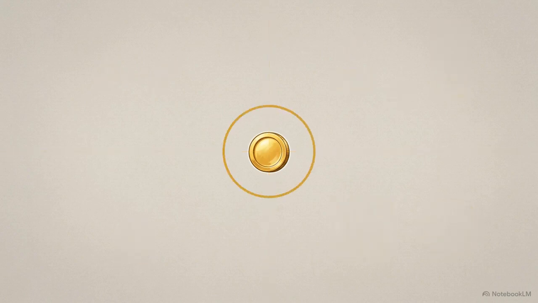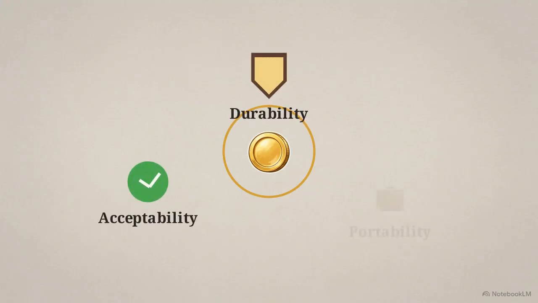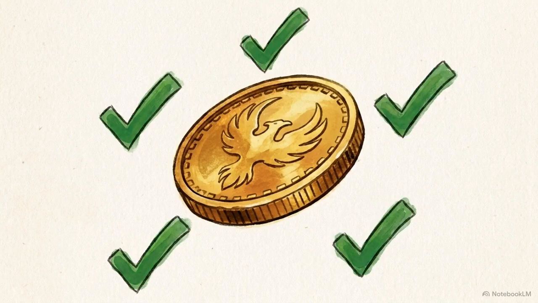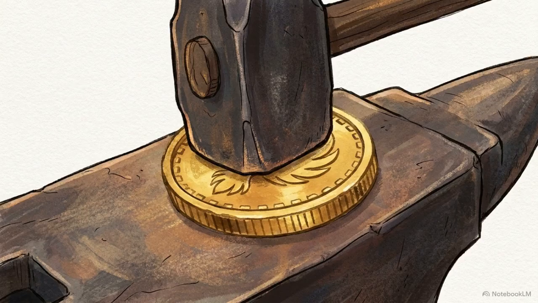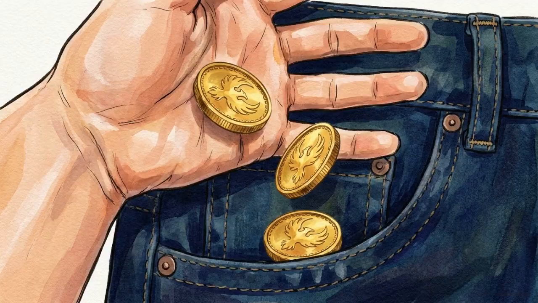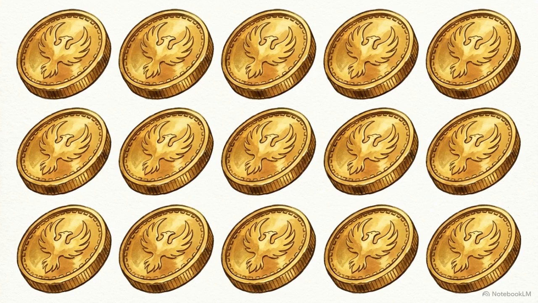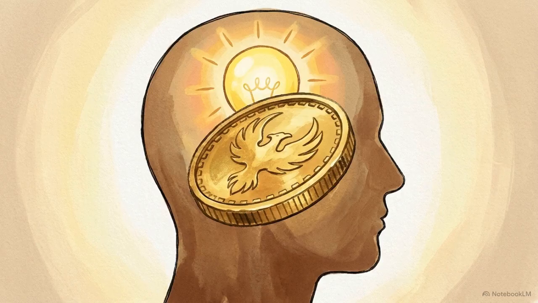Now for an essential exam tip. Do not confuse what money does, its functions, with the physical traits it must have to do those jobs, its characteristics. To work effectively, physical currency must possess specific physical traits. It needs to be generally acceptable, durable enough to survive many transactions, portable enough to carry around, divisible so you can make change, homogeneous, meaning every coin looks identical, and easily recognizable.